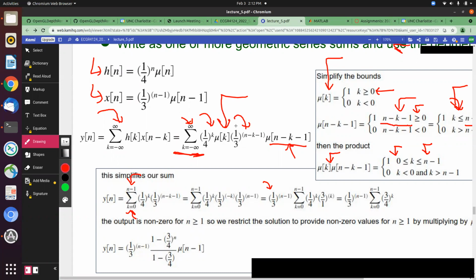Then I write it as (1/4) to the k times (1/3) to the minus k, times (1/3) to the n minus 1, and I take that (1/3) to the n minus 1 and move it to the front. Now these two terms are functions of k, and one of them has a negative power. I want them to have the same sign for the power. So I take (1/3) to the minus k, and I write it as (1/3) to the minus 1, to the k. Can I do that?